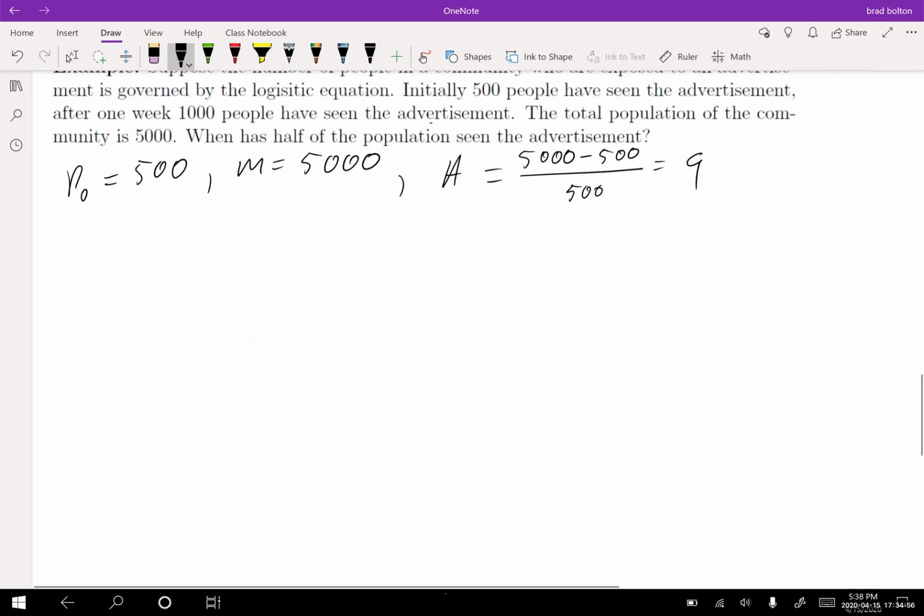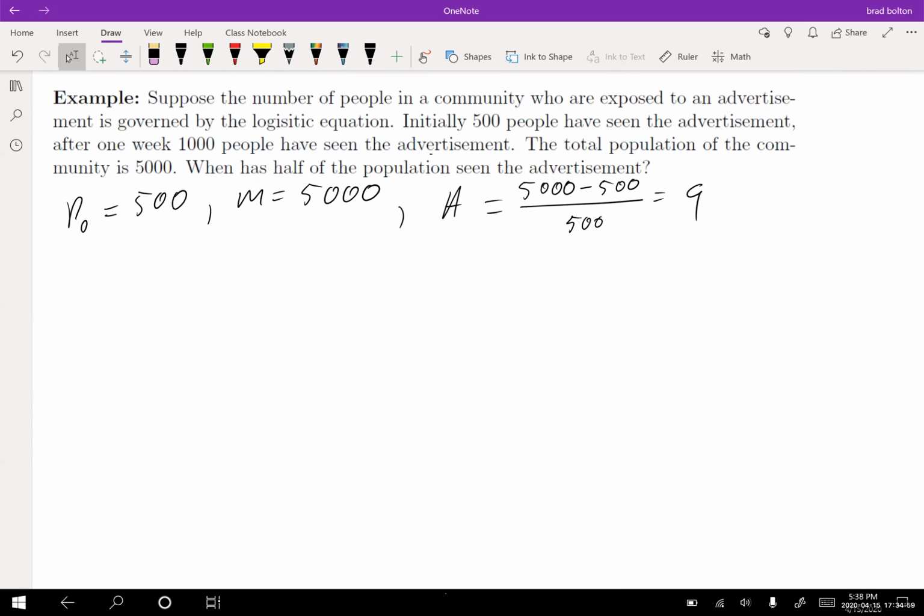So now we're going to substitute in what we have. They want to know when half the population has seen the advertisement. So P of T is equal to 5,000 over 1 plus 9 e to the negative kt. But here's the problem. We don't know k and we don't know t. So we technically should not be able to solve this problem unless they gave us some initial values, which they did. They told us that initially P of 0 was 500.